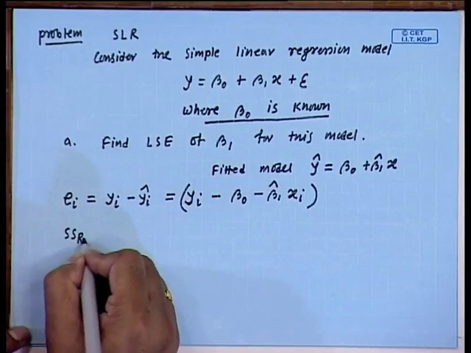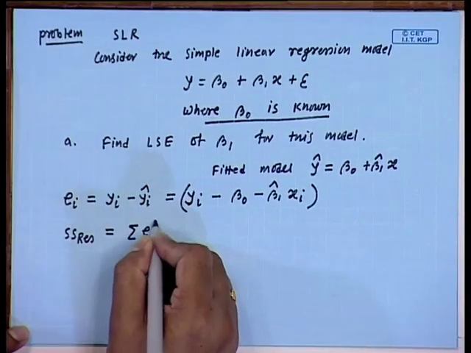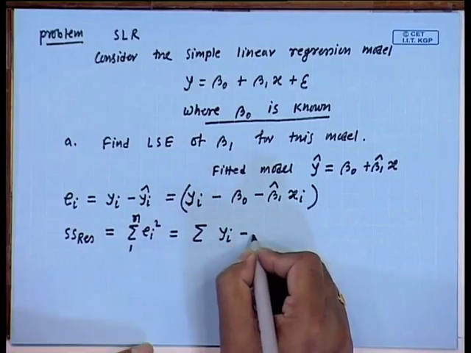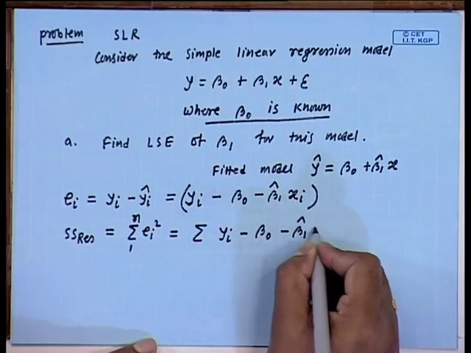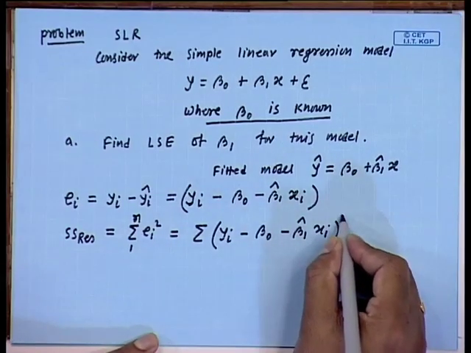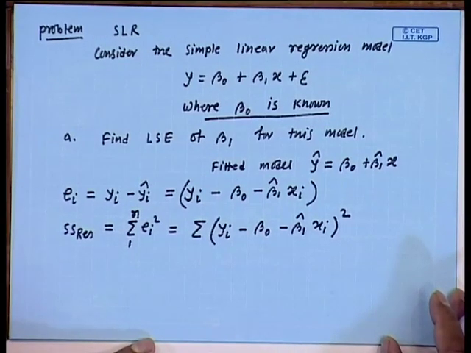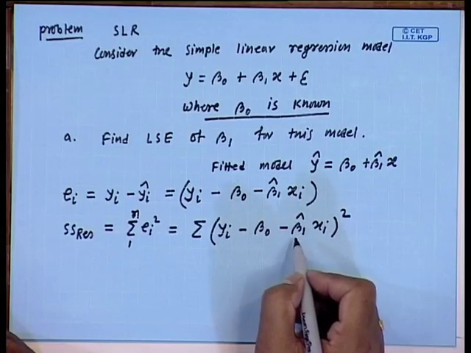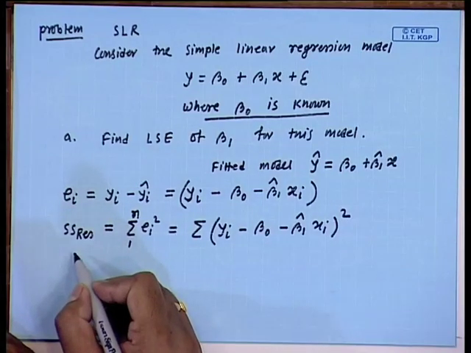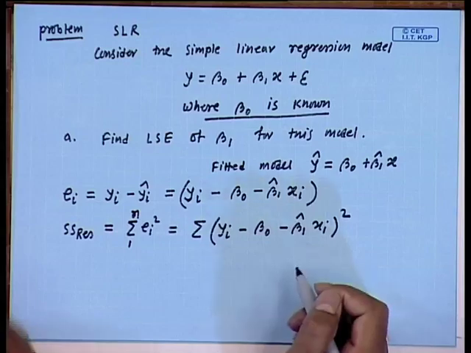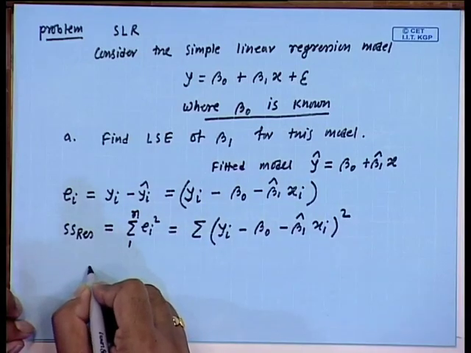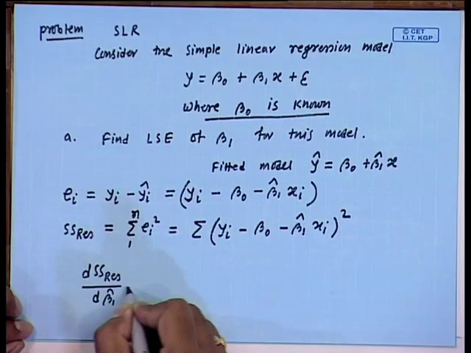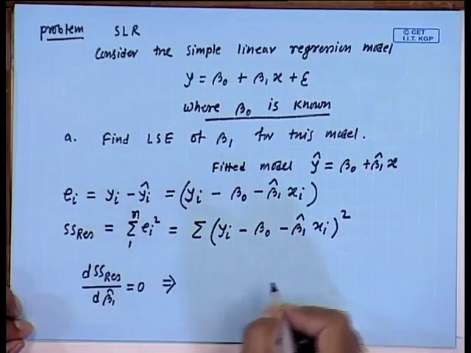Now, SS residual, the residual sum of squares, is equal to the sum of e_i squared, i from 1 to n, which is going to be the sum of (y_i minus (beta naught plus beta 1 hat x_i)) squared. The least squares estimate of beta 1 can be obtained by minimizing the SS residual, and here you have only one unknown parameter. So you just differentiate SS residual with respect to beta 1 hat, and setting this equal to 0 will give you the normal equation.